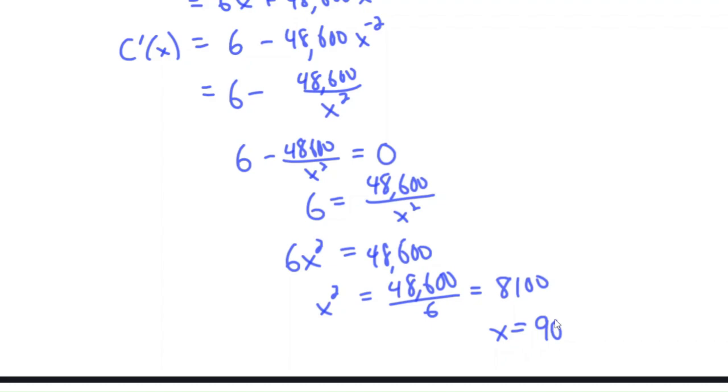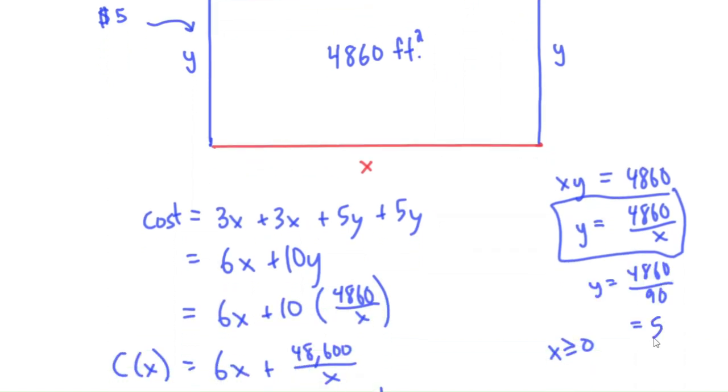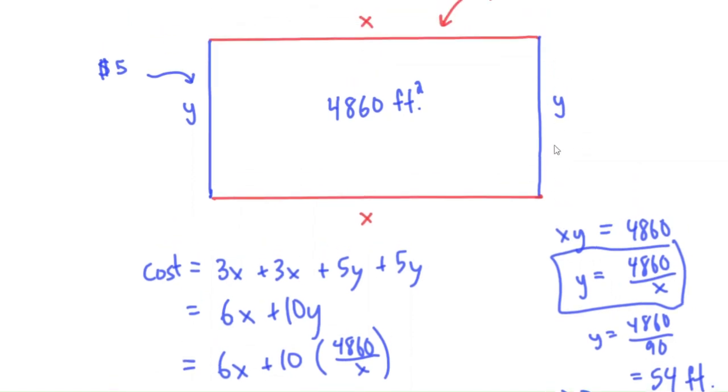So what does that mean? Is that $90? 90 what? Well, that's 90 feet. So 90 is our critical number. Well, if x is 90, what's y? Well, here we have to go back to this, right? We have x times y has to equal 4,860. So if x is 90, what will y be? It turns out if you work this out, you get 54. And that's 54 feet. And this actually makes a lot of sense because the y should not be as long, 54 feet, as the x, right? Because that's the more expensive fencing, and this is the cheaper fencing.